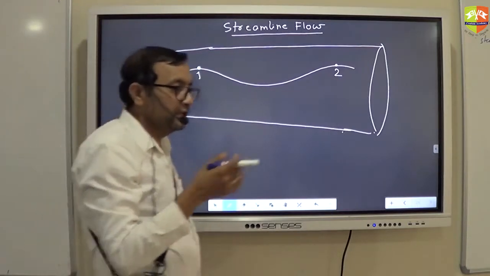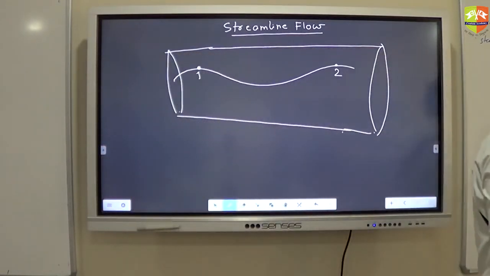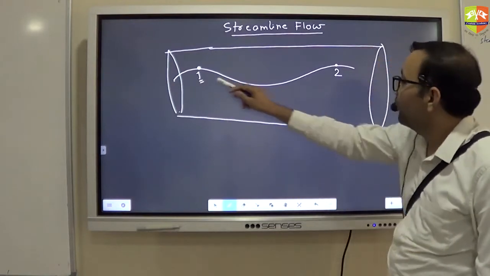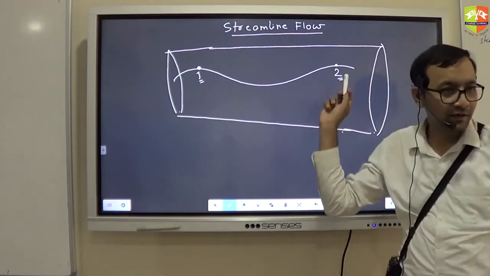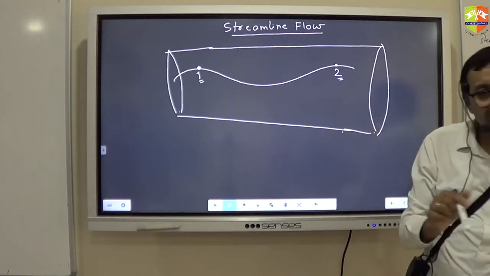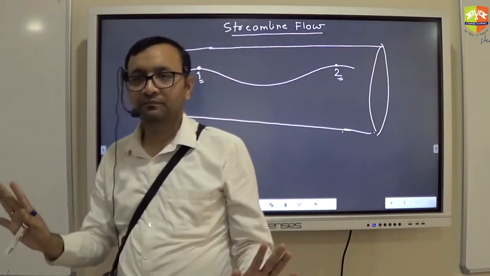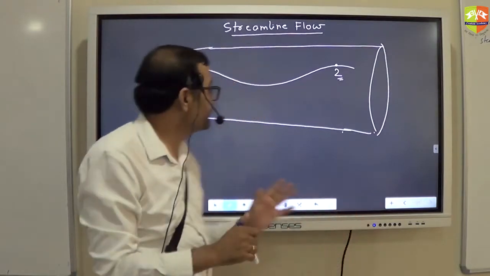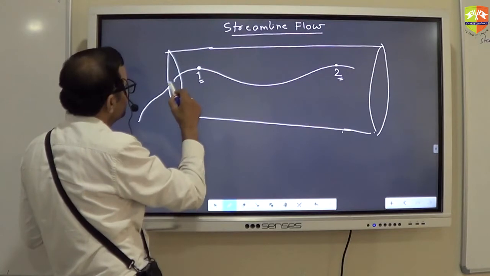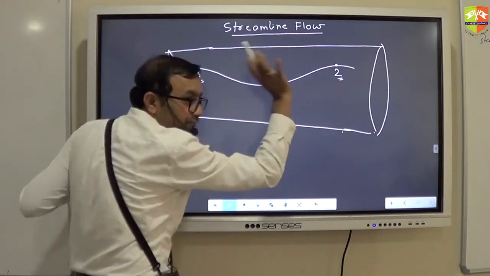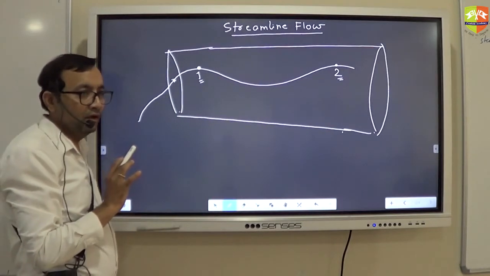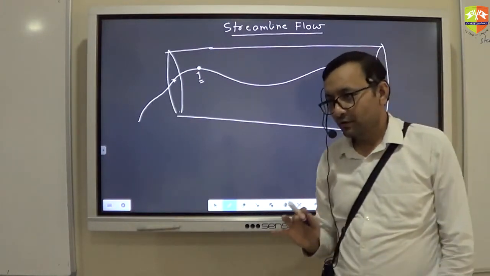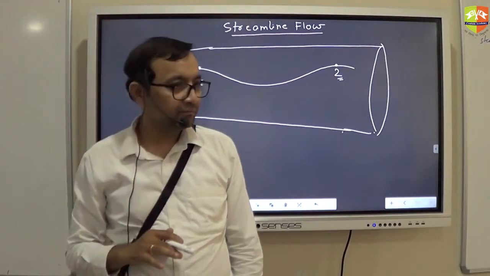Streamline flow is a flow in which each particle, if it enters point number 1, will follow the same path and will reach point 2 also. So the path between the two points is fixed. Are you getting it? That is what streamline flow is. If somehow a particle comes and touches this streamline, it is going to follow this path. Is this clear? So in a streamlined flow, the path of a particle from a given point is fixed.